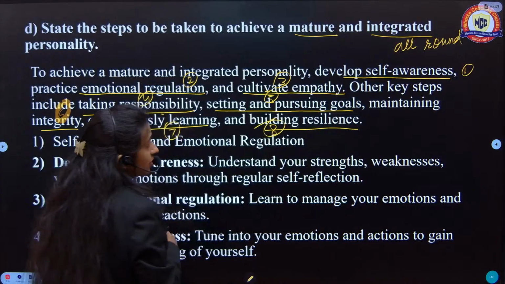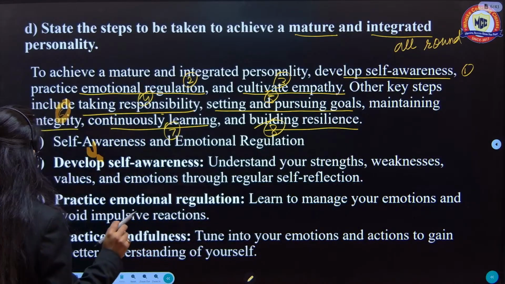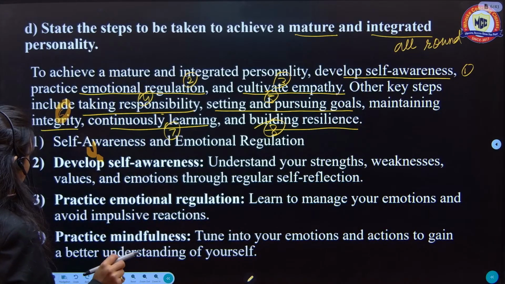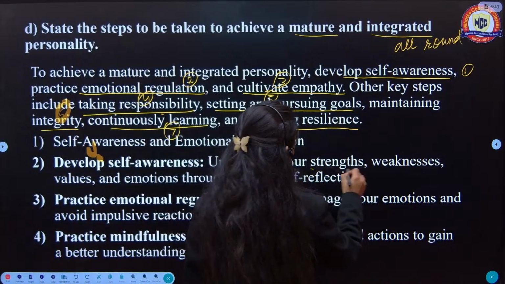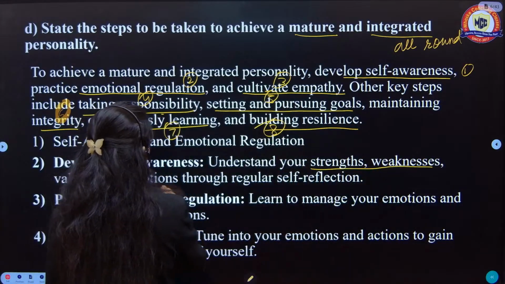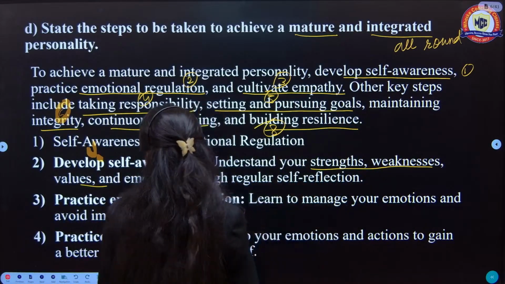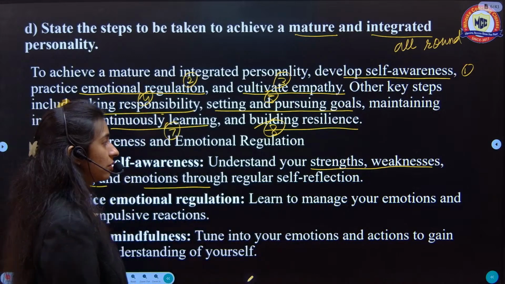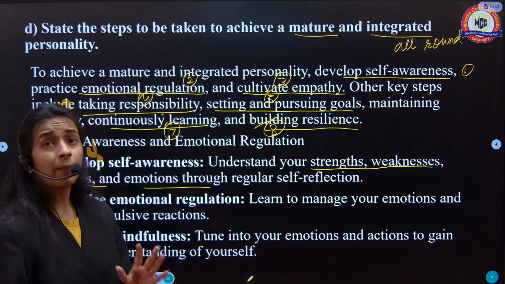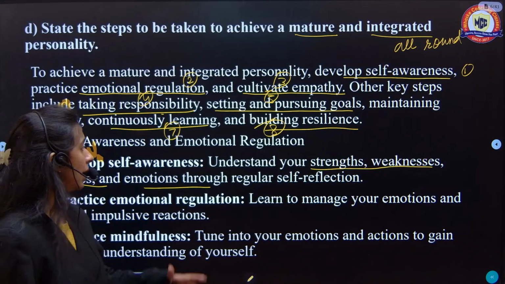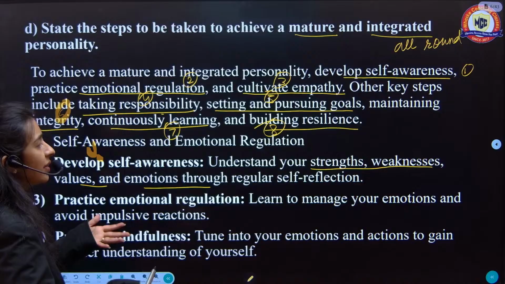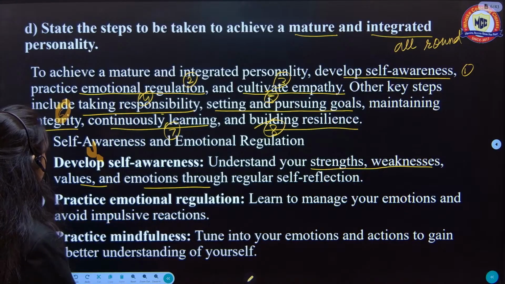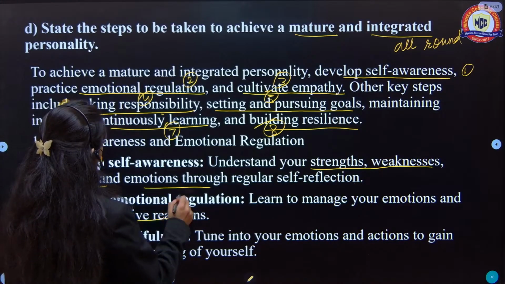1, 2, 3, 4, 5, 6, 7 and 8. We discussed 8 things so far. These are described here. I have already described self-awareness: what are your strengths, weaknesses, values, emotions. Regular self-reflection is when you know where you are good and where you are not good, that is your strengths and weaknesses. Practice emotional regulation, manage your emotions as I told you earlier, and control and avoid impulsive reactions.